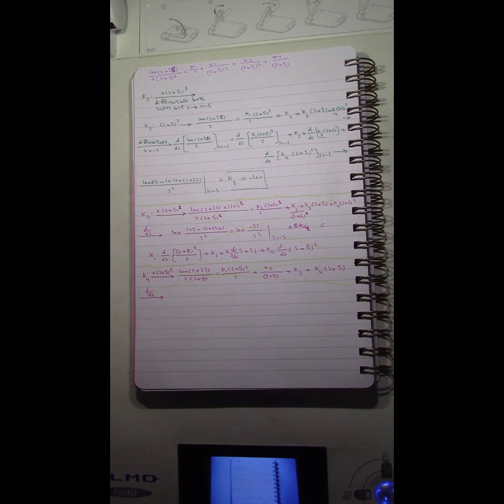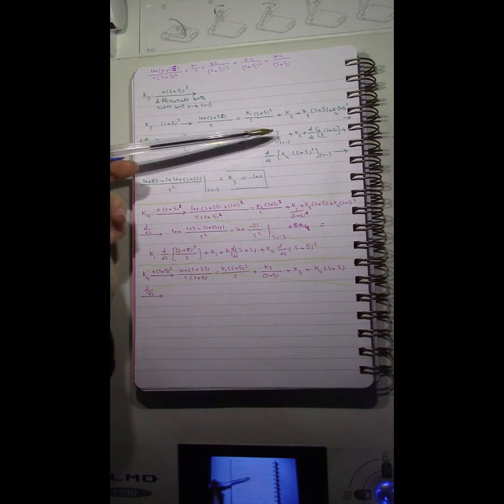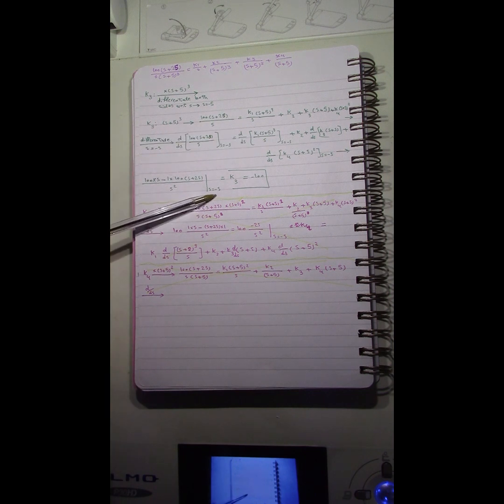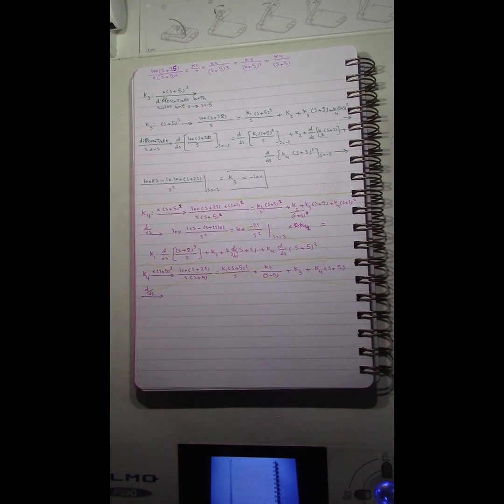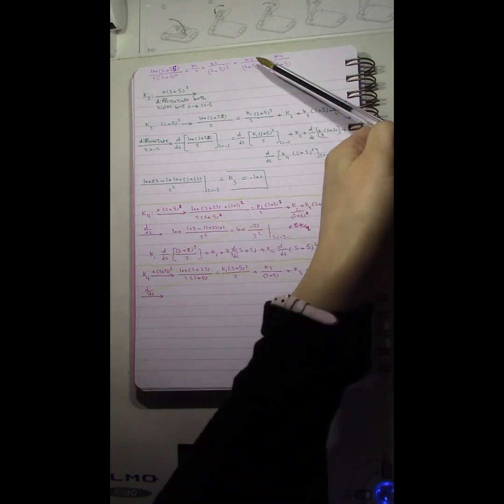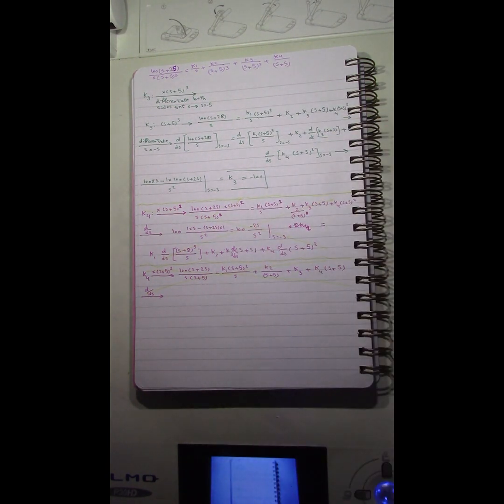So if you take the derivative of both sides of the equation and evaluate it at s equal to minus 5, K3 will be minus 100.